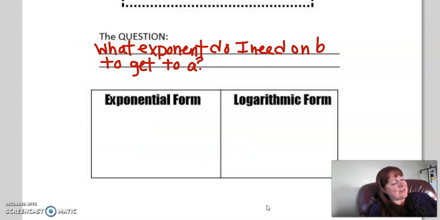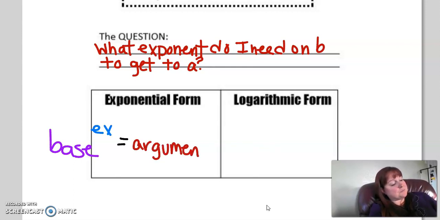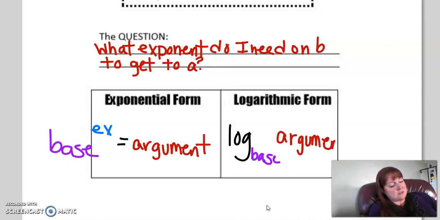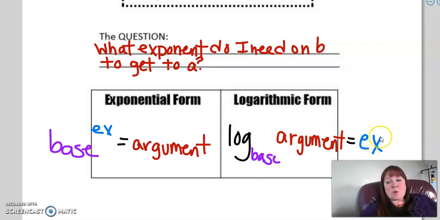Okay, so let's rewrite this. Base to the exponent equals the argument. This is our exponential form that we've been using this whole time. Log form is not too much different. It's log base, whatever the base is, so like log base 3 of the argument, equals the exponent. So if we want to find the exponent, we can switch it around to logs, and the log will tell us what our exponent is. Now our exponent's all by itself. That's the whole point of the log.